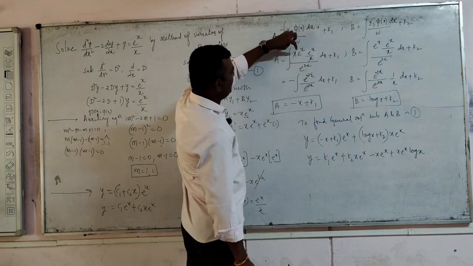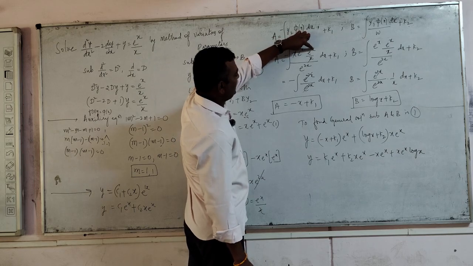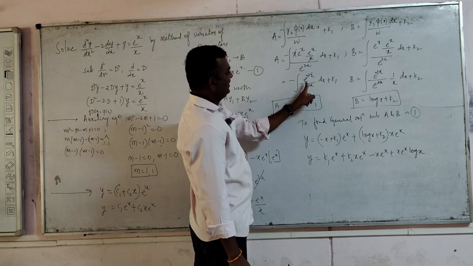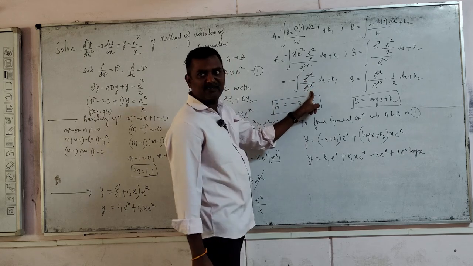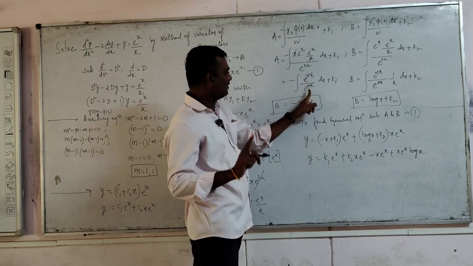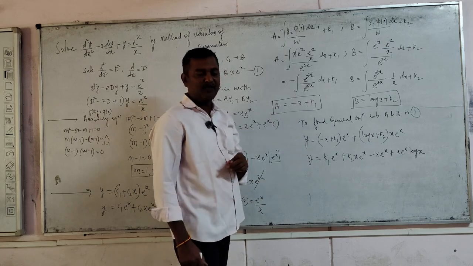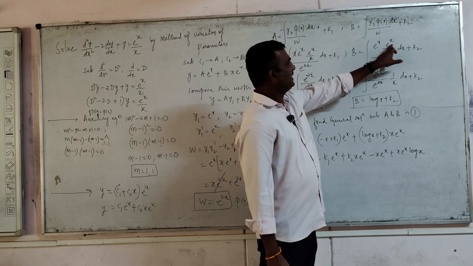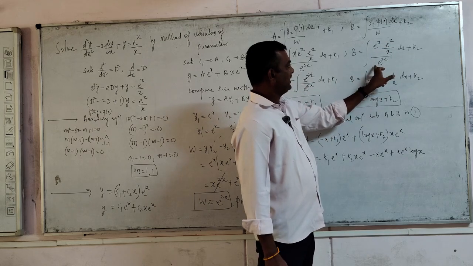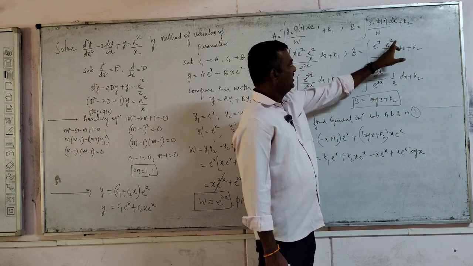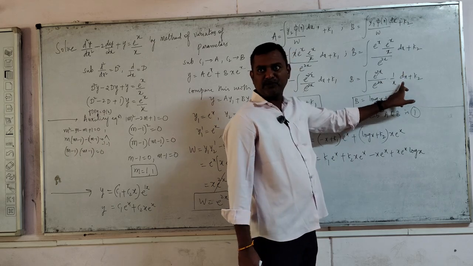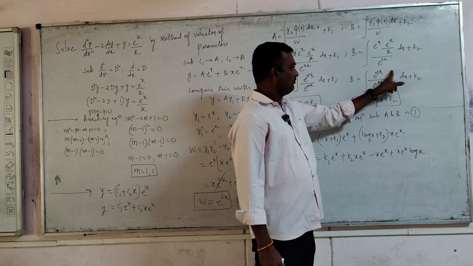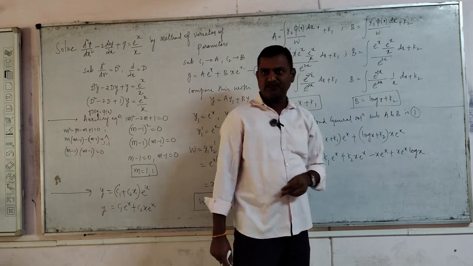So x and x get cancelled, again e raised to x into e raised to x is e raised to 2x, divided by e raised to 2x, they get cancelled, and you will get 1. Integration of 1 is x, so A is minus x plus a constant. Similarly, e raised to x into e raised to x is e raised to 2x, divided by e raised to 2x, into 1 by x into dx. e raised to 2x cancels, and the integration of 1 by x is log x plus k2.